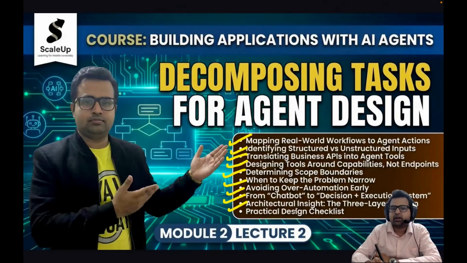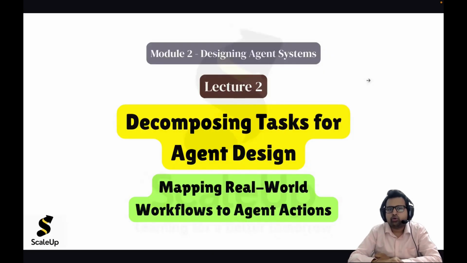And finally, we will conclude this lecture by discussing a practical design checklist. All these topics we will cover in this lecture itself, one by one. So this is module 2, designing agent systems, lecture 2, decomposing tasks for agent design. And we will be starting with the first topic of this lecture, mapping real world workflows to agent actions.